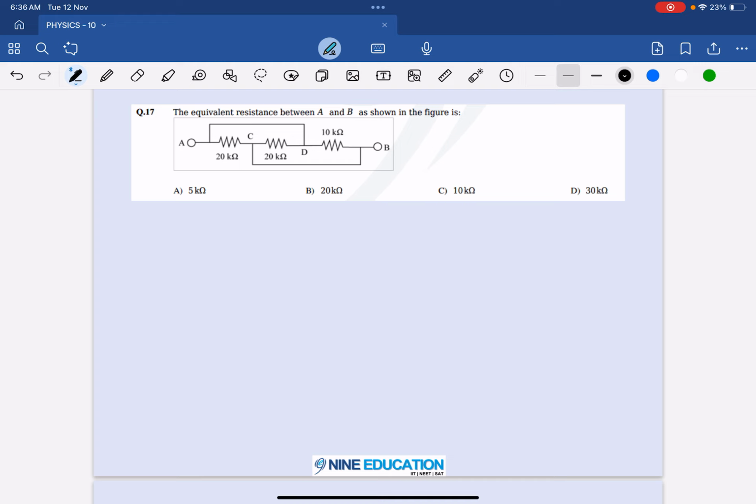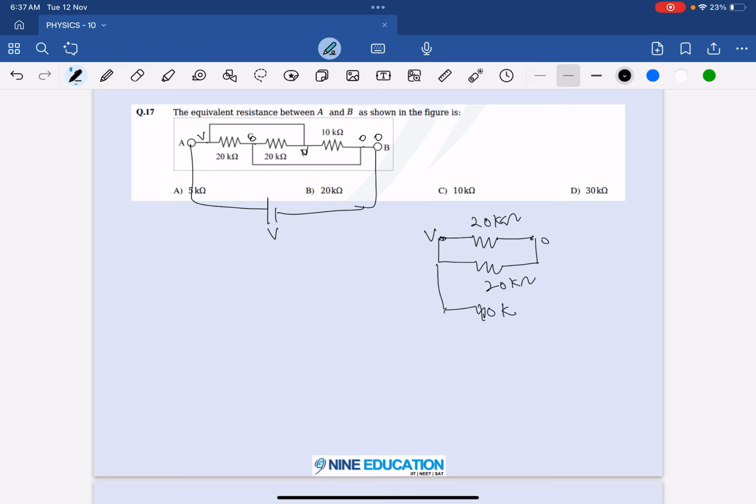So now they are saying equivalent resistance between A and B. Equivalent resistance we have to figure out. Okay, sir, what we do is we add an imaginary battery. So if this is potential V battery, this is going to become 0, this is 0, so this is also 0. So this is V, so this is also V. So we are able to see that between V and 0, there is a 20 kilo ohm, correct? This is V, this is 0. Sir, another one is between 0 and V, this is also 20 kilo ohm. Sir, this is also between V and 0, this is also 10 kilo ohm, correct?